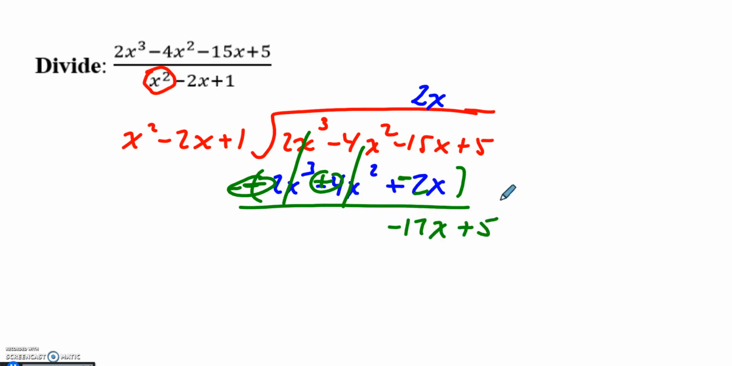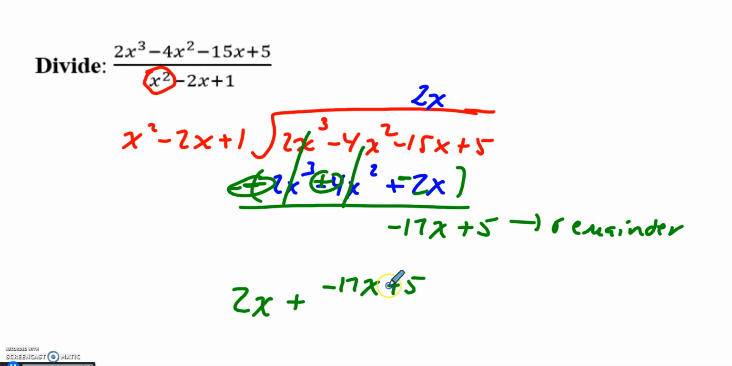So when I go back and do this again, I ask how many times could x squared be divided into negative 17x? Well, it is not going to be divided in evenly because this power is smaller than this one. So this already is my remainder. So my answer would be the polynomial 2x plus the remainder of negative 17x plus 5 over the divisor of x squared minus 2x plus 1.